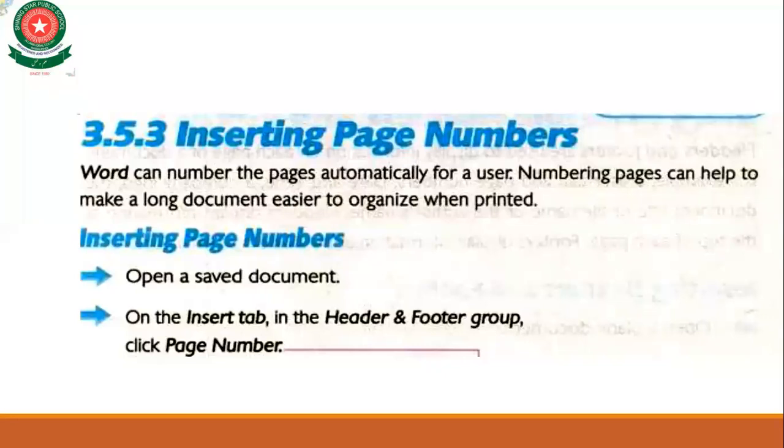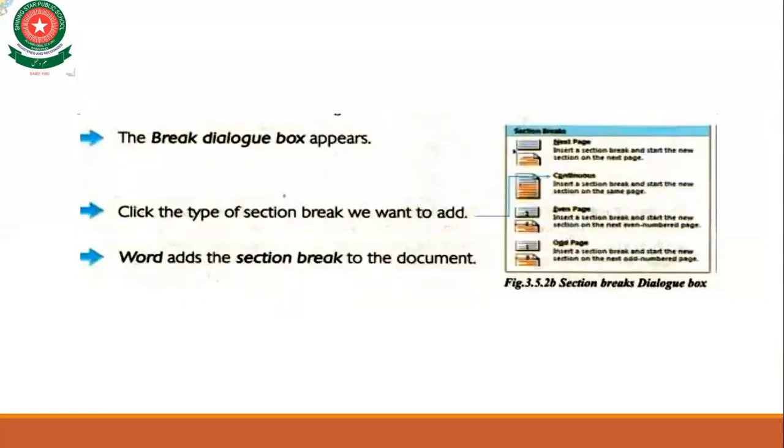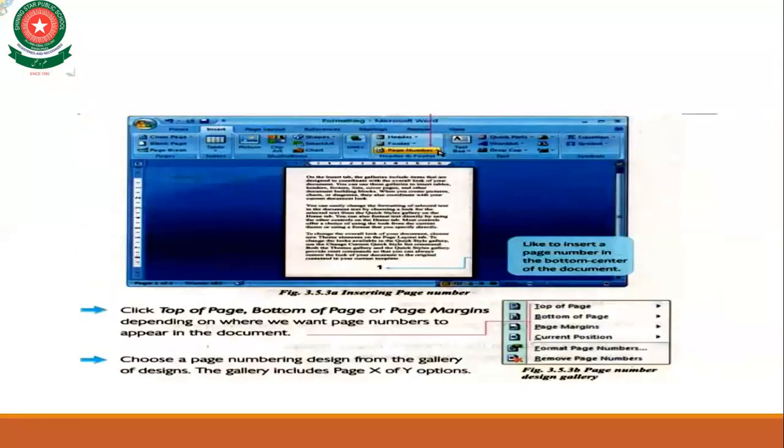Now, come to the exercise. You have question number 5. Give a brief answer to the following question. The last part of this question is: describe all the positions where the page number can be inserted. So the answer of this question is top of the page, bottom of the page, page margins, current position. These are the four types of positions where the page numbers can be inserted.